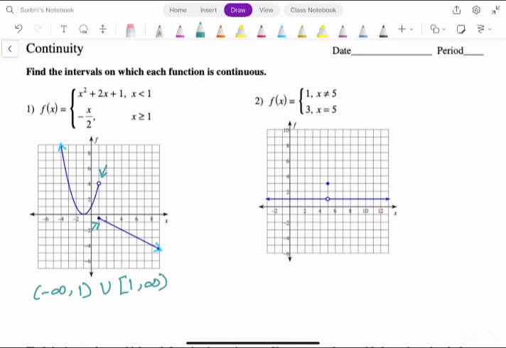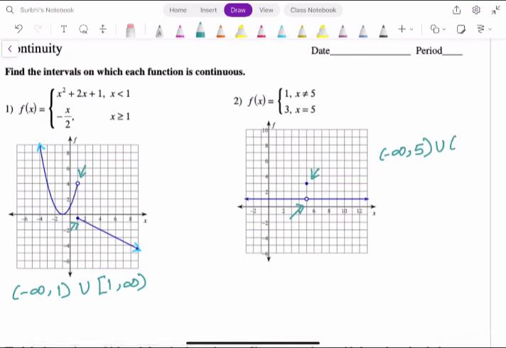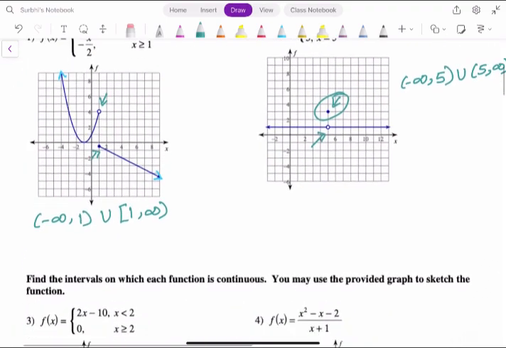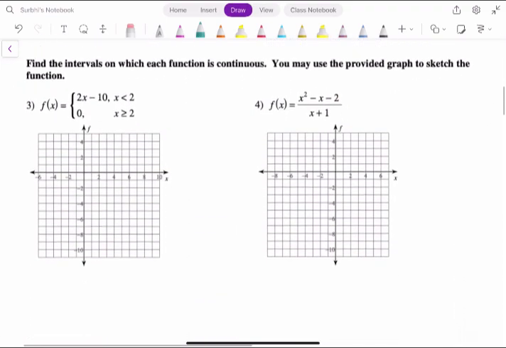So two different graphs because it is a piecewise function, and one is open and one is closed. For the second problem, the closed circle is just a coordinate, so we will not include that. In this, we can write the interval as negative infinity to 5 union 5 to infinity. That is just the closed dot, it is just the coordinate.